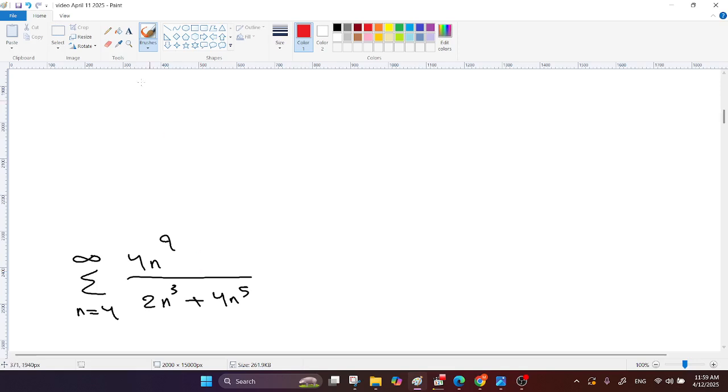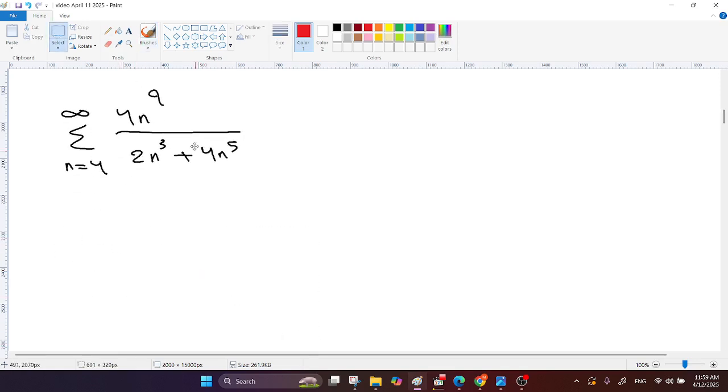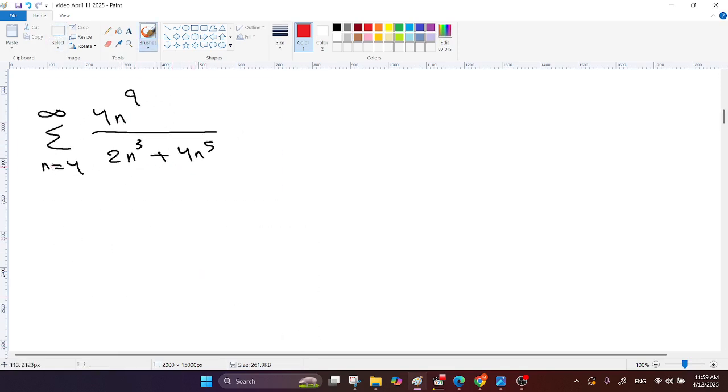We have this now. We have summation from n equals 4 to infinity of 4n to 9 over 2n cubed plus 4n to 5. What do you think? Is this one convergent or divergent? First, let's use the divergence test. Limit of 4n to 9 over 2n cubed plus 4n to 5 as n goes to infinity. The limit will be infinity, which is not 0. So the series is divergent, okay?